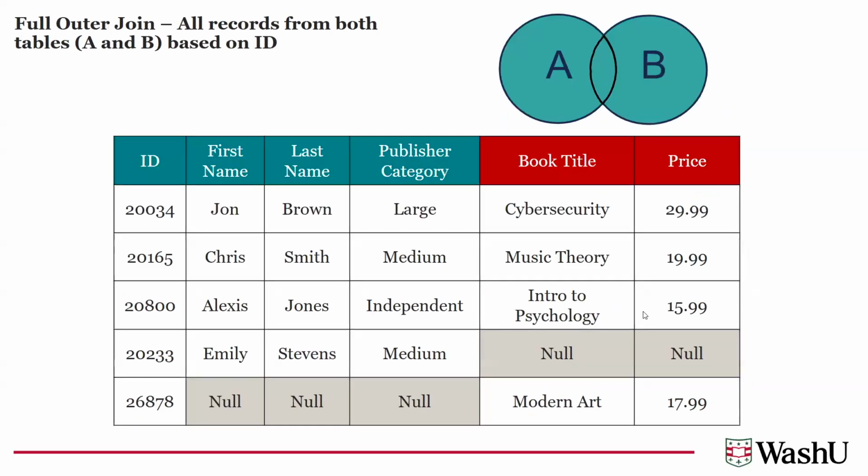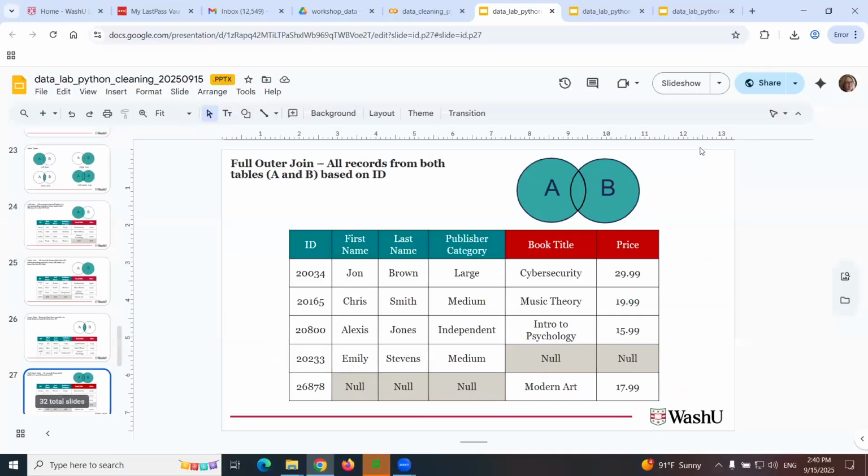And then for our full outer join, we're seeing all the records from table A and table B. And then of course there are nulls where the records from either table did not retrieve a match. Okay, so there is your little refresher on joins. All right, going back to our workbook here.